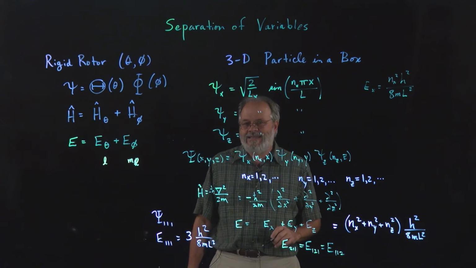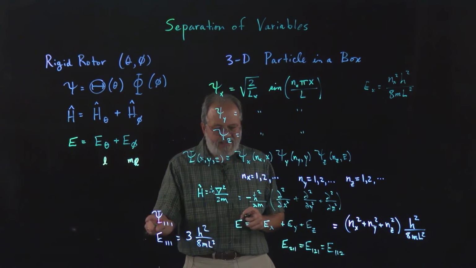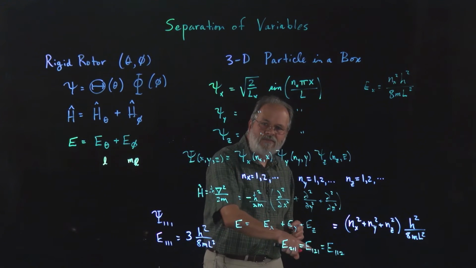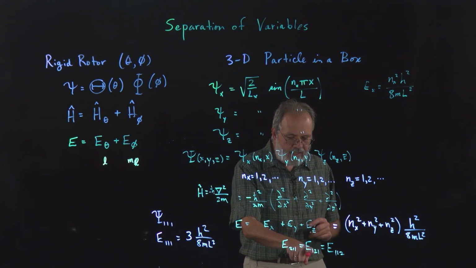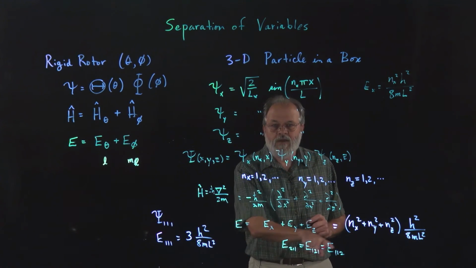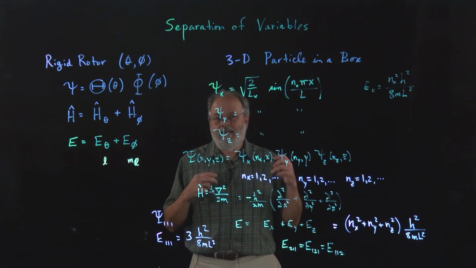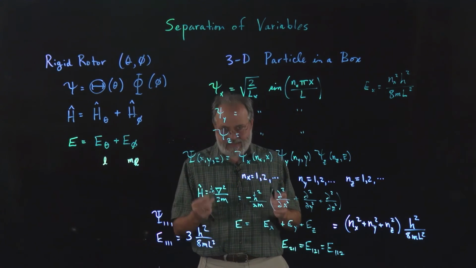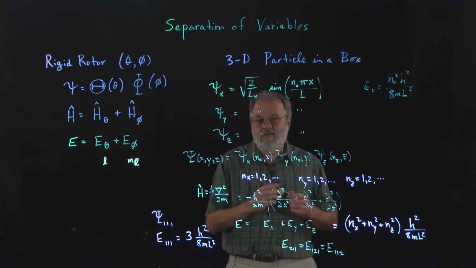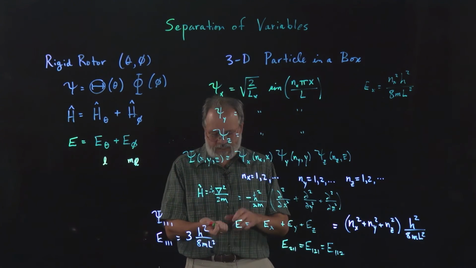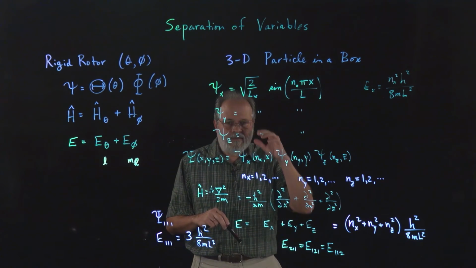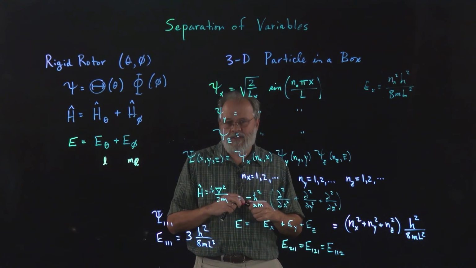But these are all distinct states. That is to say, psi 211 is not the same thing as psi 121. As a matter of fact, they're orthogonal to each other. And then the wave function for psi 112 is orthogonal to these two as well. So there's 3 unique, distinct states. They all happen to have the same energy by coincidence. So this is called degenerate. This is threefold degenerate because there's 3 states. And so another word for threefold degenerate is triply degenerate.